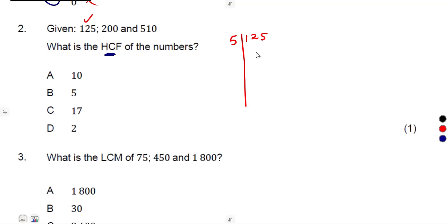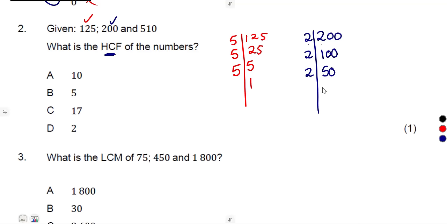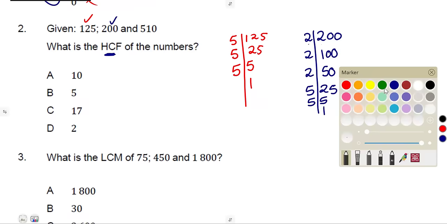125 divided by 5 is 25. We can use 5 here. 25 divided by 5 is 5. Then we can also use a 5. 5 divided by 5 is 1. Moving on to 200, we can use 2 here. 200 divided by 2 is 100, divided by 2 is 50, divided by 2 is 25. So as you can see, guys, it is the same 25 that we are having here. So we're going to have the same thing: 5, that's a 5, 5 here, that's a 1. That is just a repetition.